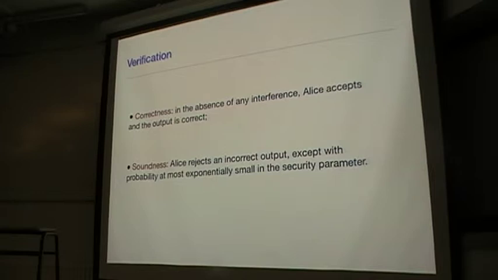And then there is the soundness of it, that's the target, that Alice should reject any incorrect output, except with probability at most exponentially small in the security parameter. And that's the typical classic, that there is always a very, very small epsilon that we should be able to control, that Bob could be lucky, okay?